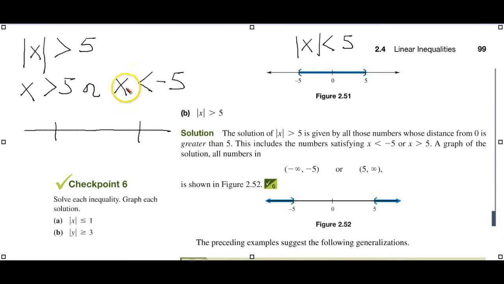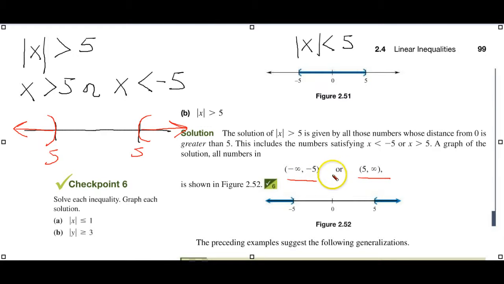we'll do this one first. X is less than negative 5. Will be a parenthesis facing left. And this one would be a parenthesis facing right. And there's the graph down there. Now the interval notation for this, they're saying is this or this.